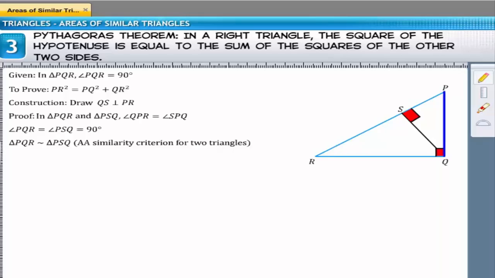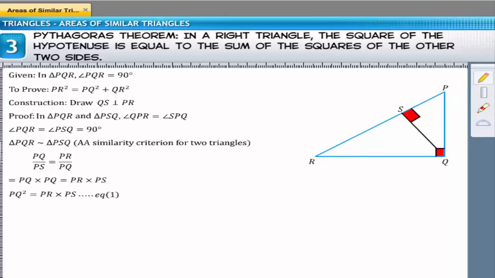Hence, side PQ divided by PS is equal to side PR divided by PQ. By simplification, we get PQ square is equal to PR multiplied by PS. Let's assign this as observation 1.